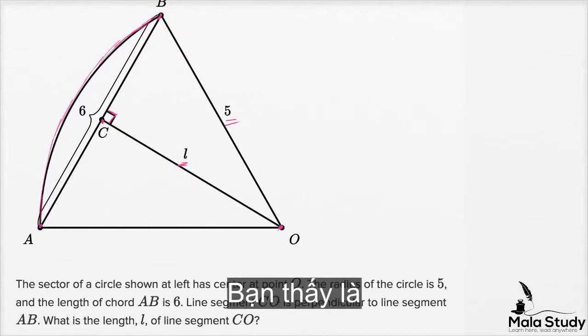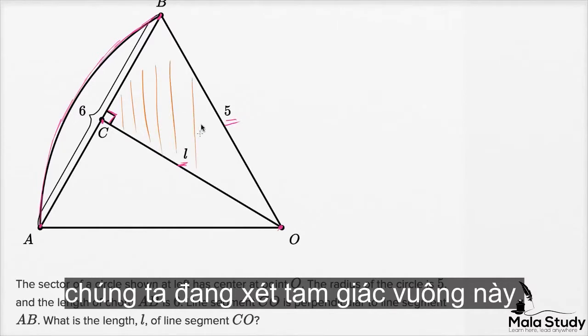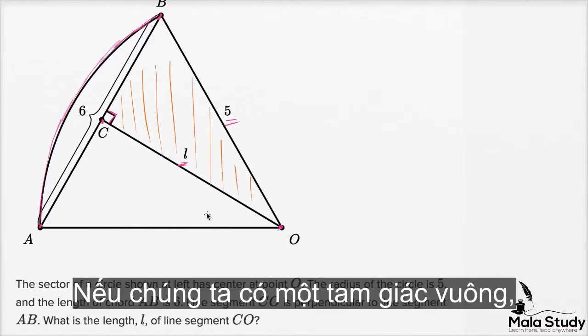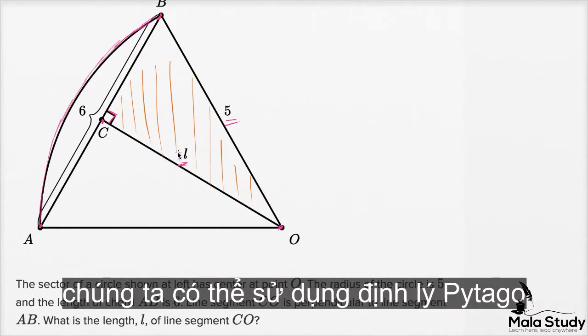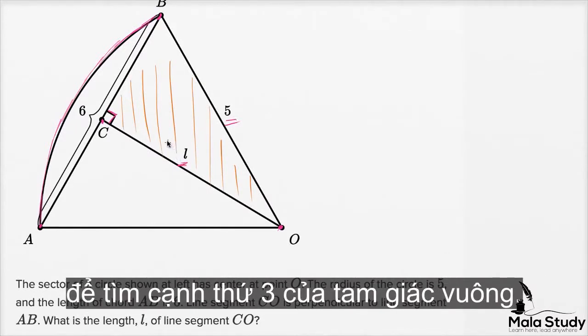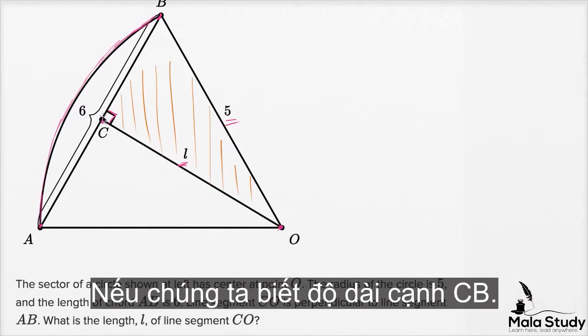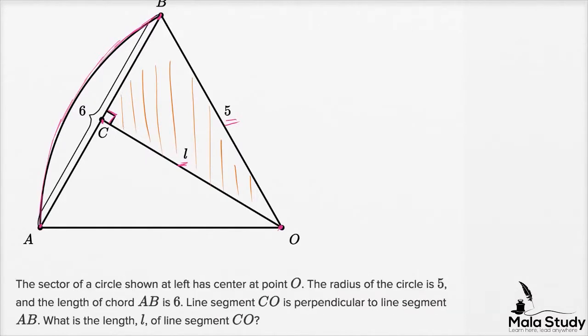So one thing that might immediately jump out at you is we are dealing with a right triangle up here. So if you have a right triangle, if you know two of the sides of a right triangle, you can use the Pythagorean theorem to figure out the third side of the right triangle. And so let's see, if we knew what CB was, if we knew the length of segment CB, so let me pick an appropriate color, I'll do blue.